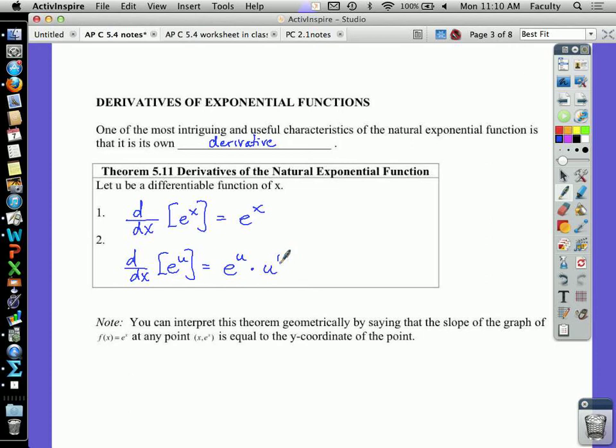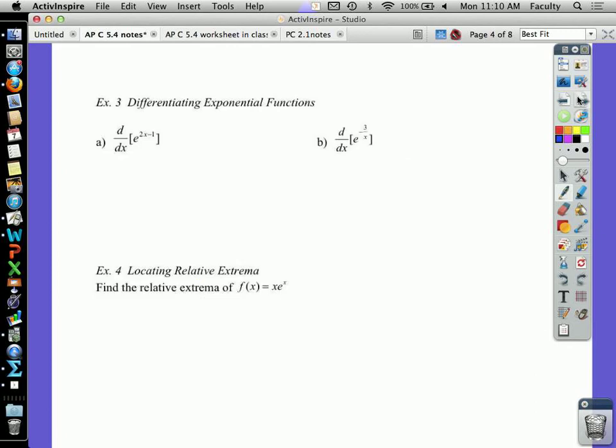You can interpret this theorem geometrically by saying that the slope of the graph of e to the x at any point is x comma e to the x. It's really quite cool. So let's look at it, and we're only getting to example 3, and then I have a handout we're going to do with this. So if the derivative of e to the x is e to the x, or if it's e to the u, it's e to the u times u prime.